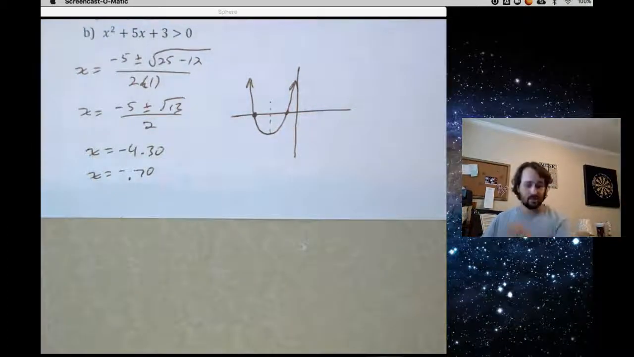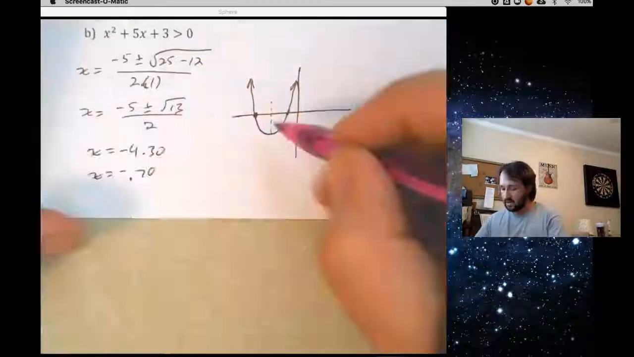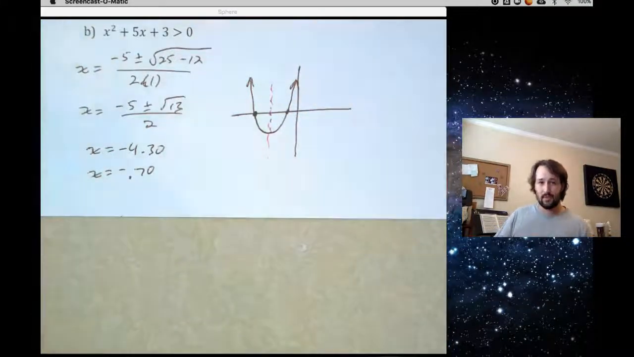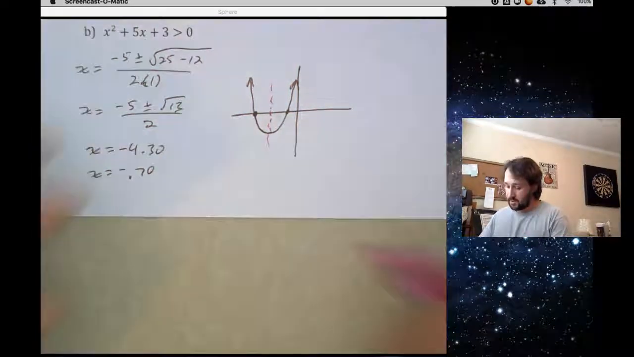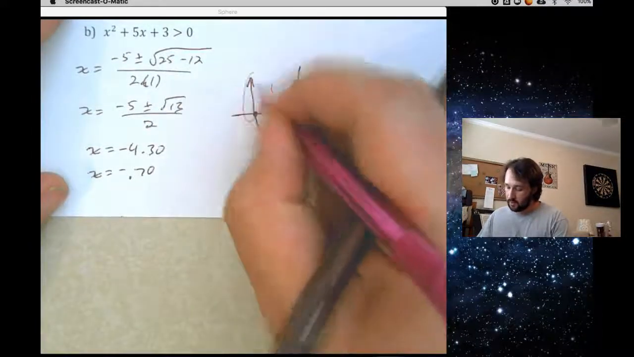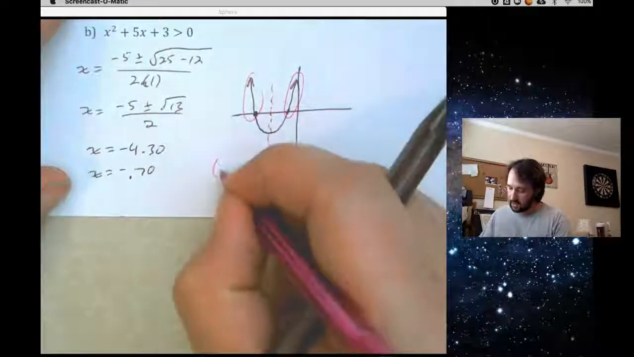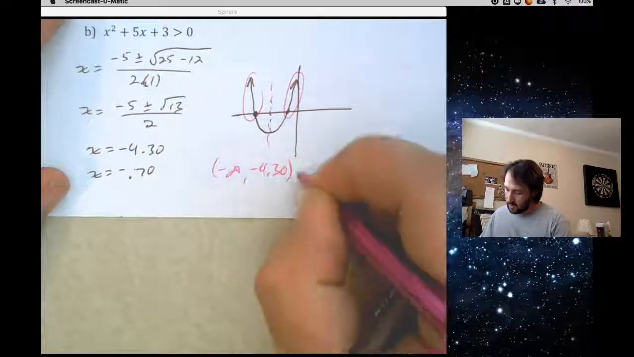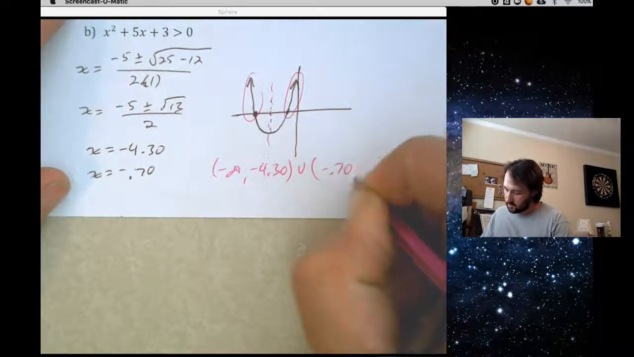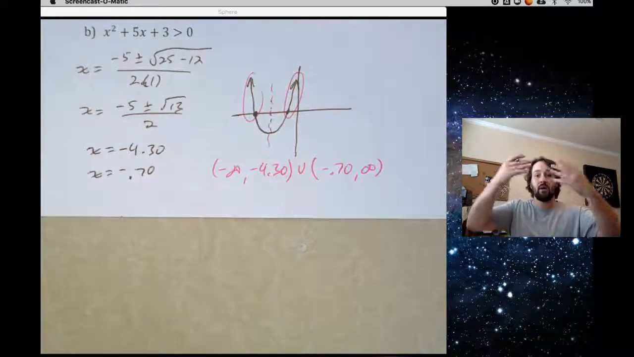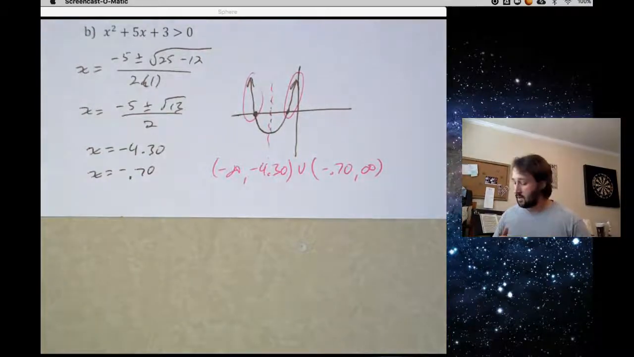If they ask you about the axis of symmetry as well, the axis of symmetry is just the line that we could fold our parabola in half and have it match onto itself. All right, so then for the solution set, notice I'm just greater than, so greater than 0 would be this part and this part. So I have again negative infinity to this negative 4.30, and then from negative 0.70 to infinity. I have both of those parts of my graph that are above 0 on the y-axis.